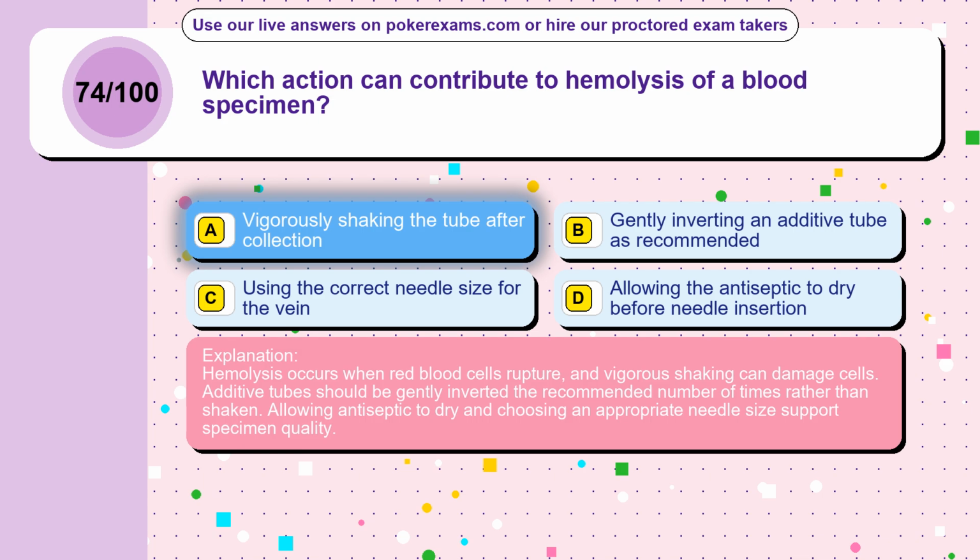Hemolysis occurs when red blood cells rupture, and vigorous shaking can damage cells. Additive tubes should be gently inverted the recommended number of times rather than shaken. Allowing antiseptic to dry and choosing an appropriate needle size supports specimen quality.